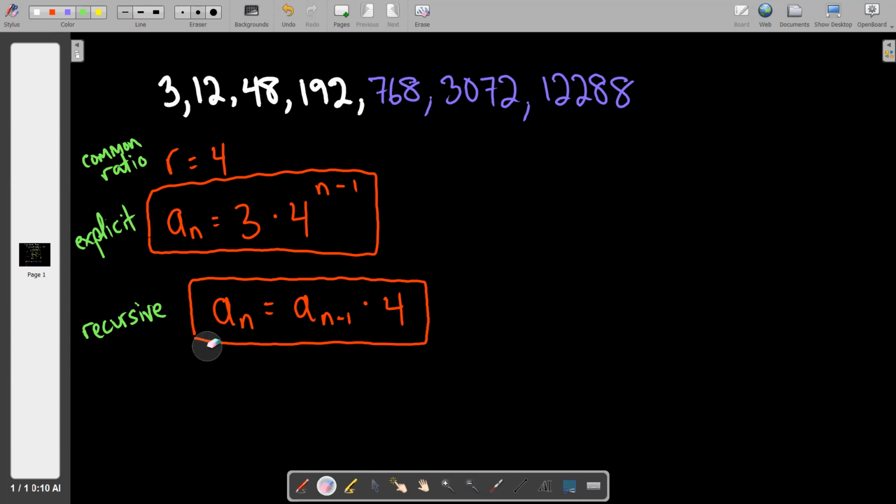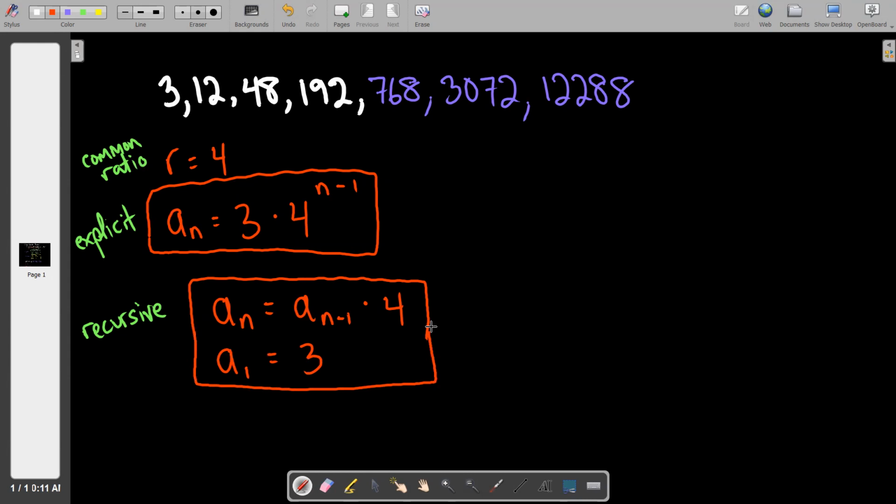Oh, I did it again. I forgot part of the recursive. Yeah, it's twice in a row that I've just spazzed out. So you need the first term. Thank you for that. So the first term is, of course, 3. Well, I'm clearly a ding dong.